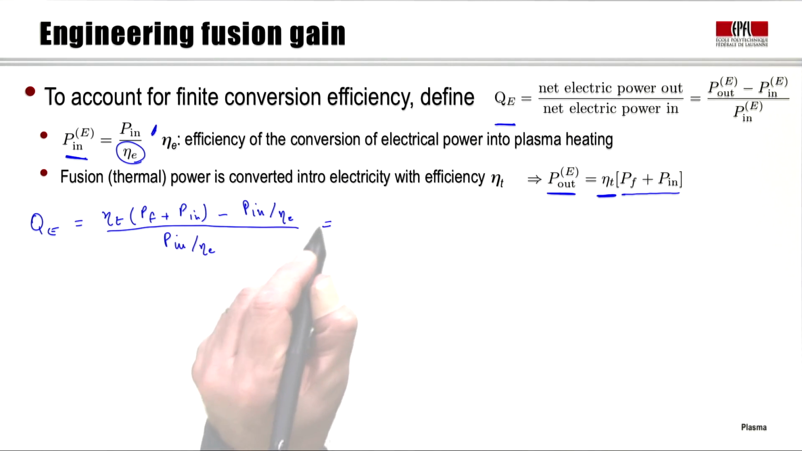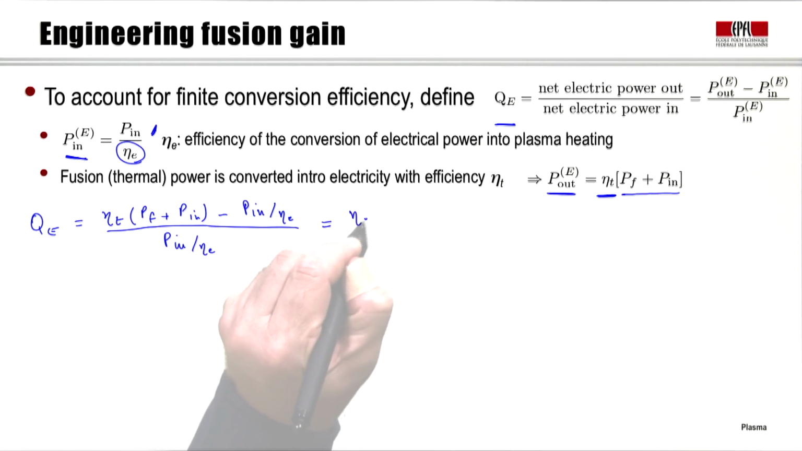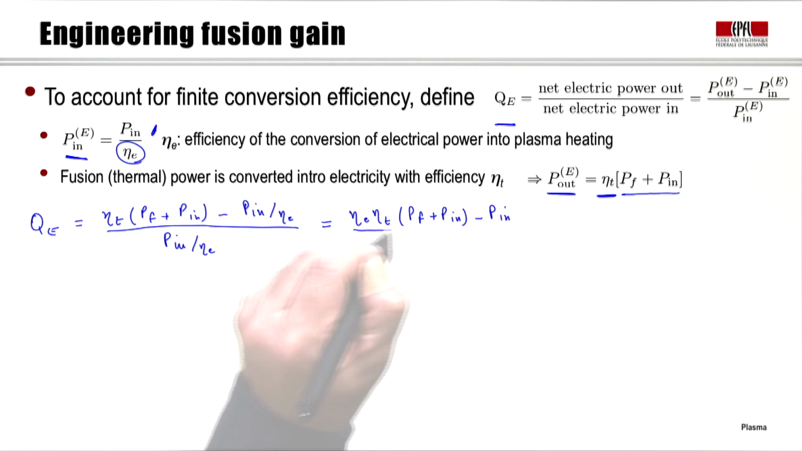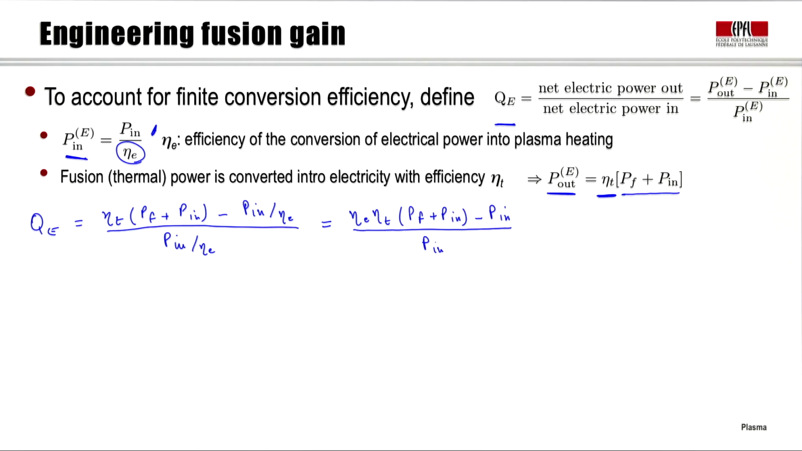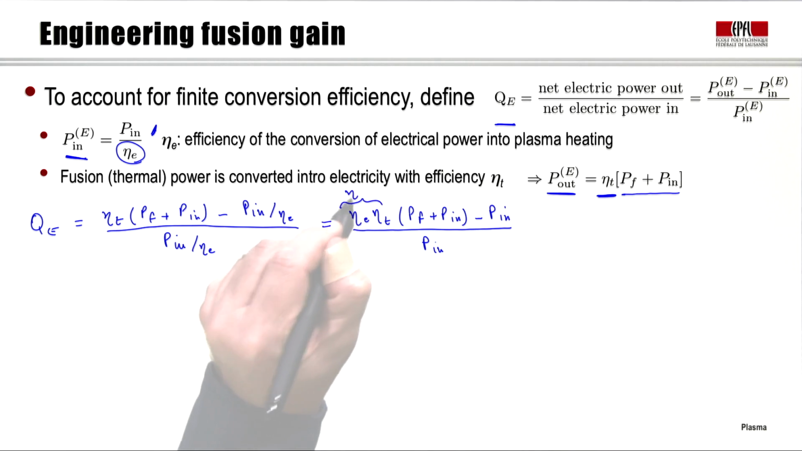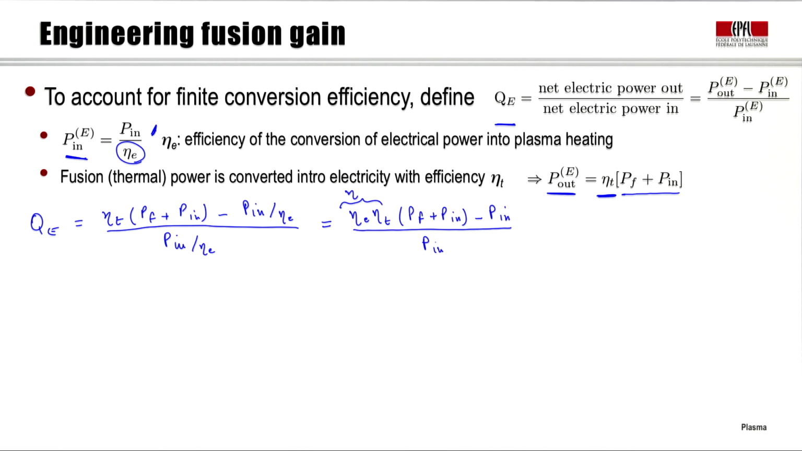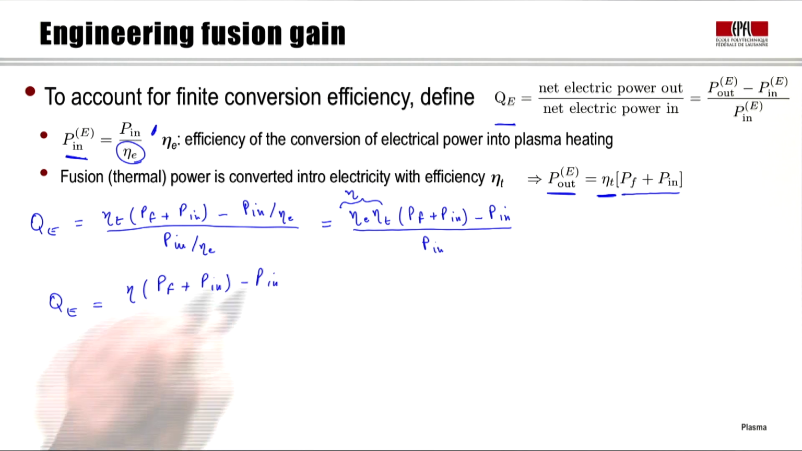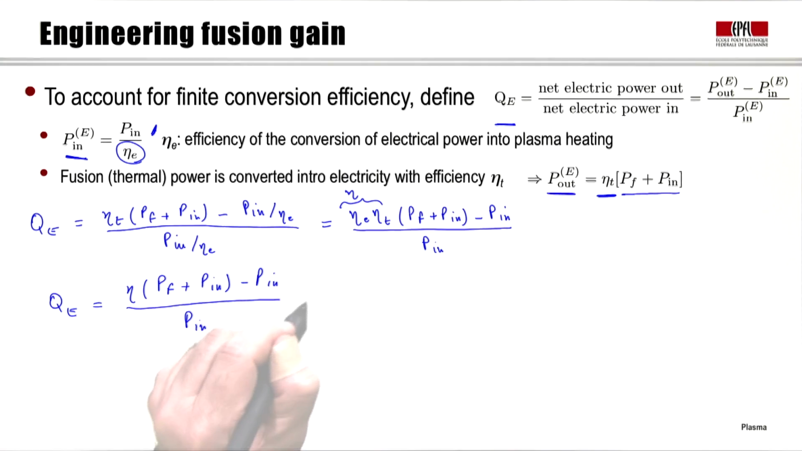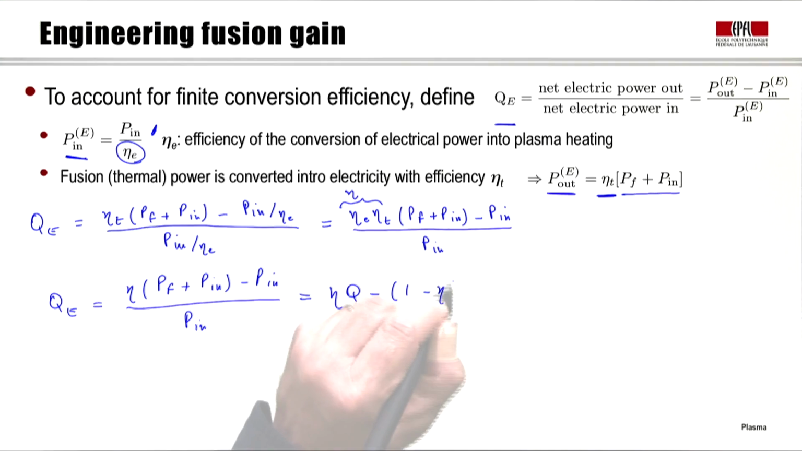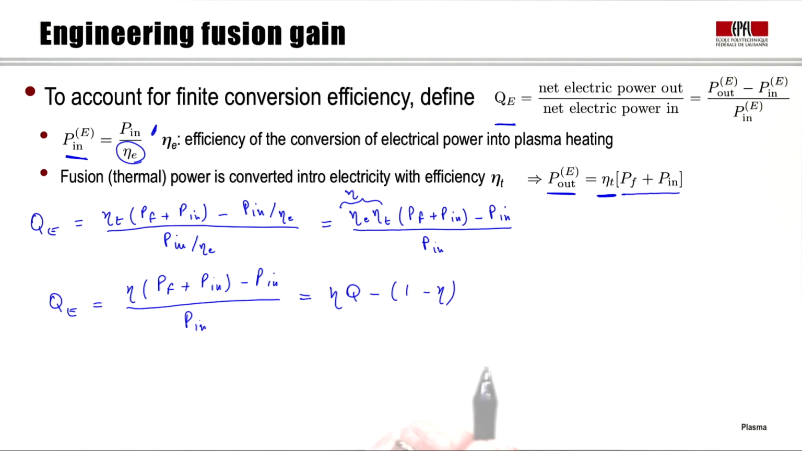That is equal to the product of the two efficiencies times the total power minus the input power, divided by the input power. We define an overall efficiency eta as the product of the two efficiencies so that we can simplify the expression and use the definition of the fusion capital Q, or the fusion gain, to get a final expression that relates the engineering gain to the fusion gain via, of course, the overall efficiencies of the two processes combined into a single parameter eta.